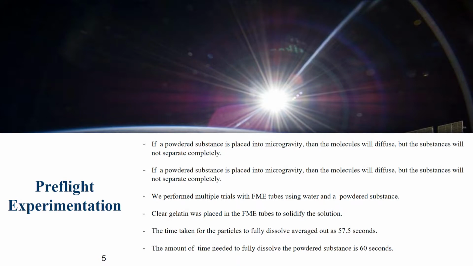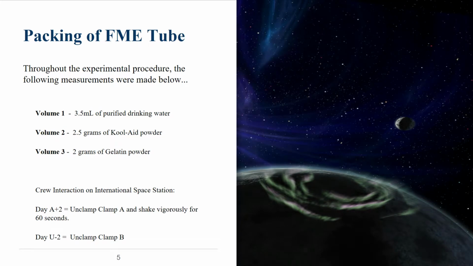We used our average to help us select the time we needed for the astronauts to shake our FME tube. For the packing of our FME tube, Volume 1 would consist of 3.5 milliliters of purified drinking water. Volume 2 consists of 2.5 grams of Kool-Aid powder. Volume 3 consists of 2 grams of gelatin powder.